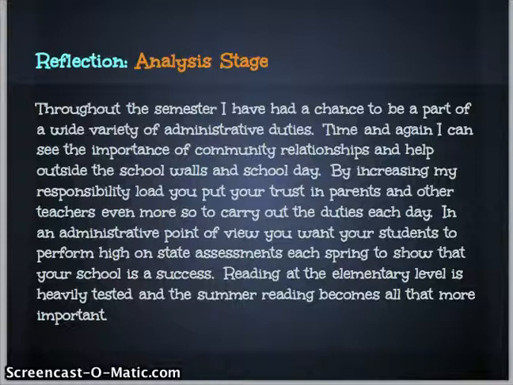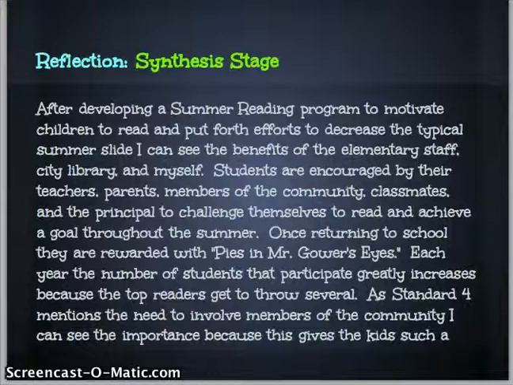Throughout the semester, I've had a chance to be a part of a wide variety of administrative duties. Time and again, I can see the importance of community relationships and help outside the school walls and school day. By increasing my responsibility load, you put your trust in parents and other teachers even more so to carry out the duties each day. In an administrative point of view, you want your students to perform high on state assessments each spring to show that your school is a success. Reading at the elementary level is heavily tested, and the summer reading becomes all that more important. Synthesis stage.